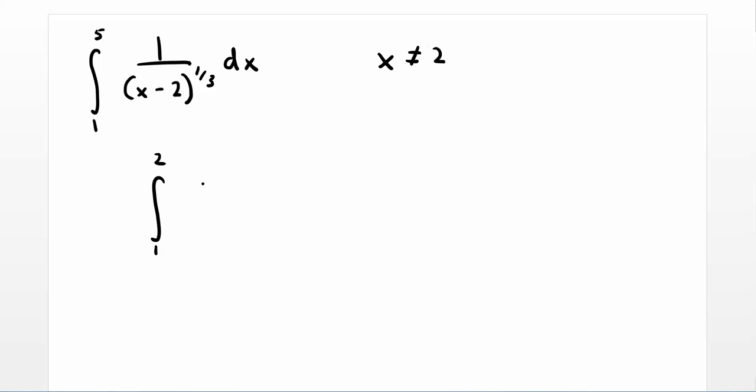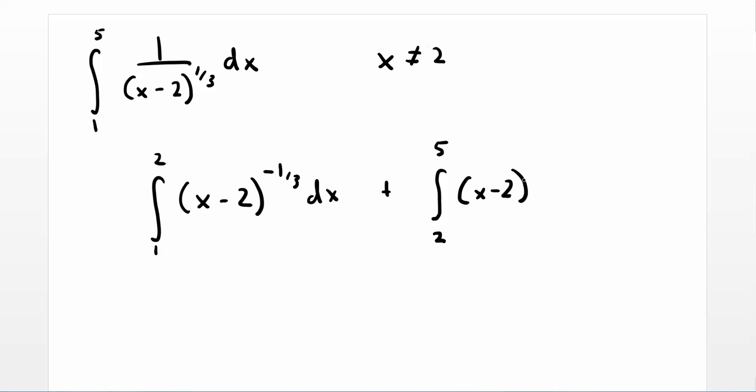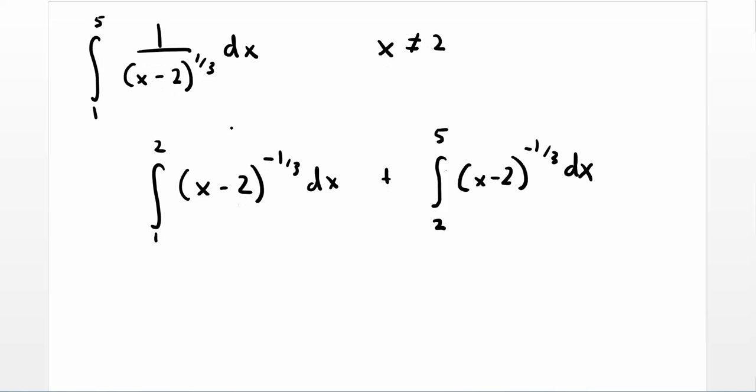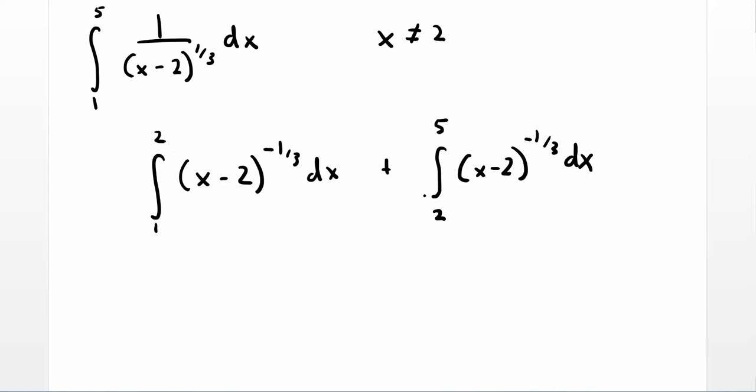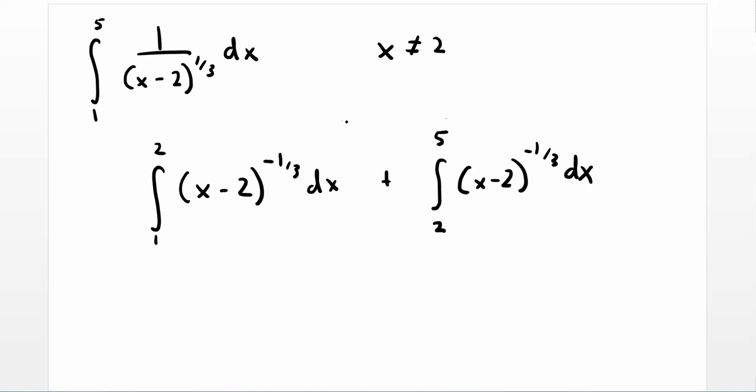The integral from 1 to 2. I'm just going to go ahead and rewrite this off the bat as (x minus 2) to the negative 1/3 dx, plus the integral from 2 to 5 of (x minus 2) to the negative 1/3 dx. So I just broke it up at the discontinuity. You can do this multiple times if you have multiple discontinuities.